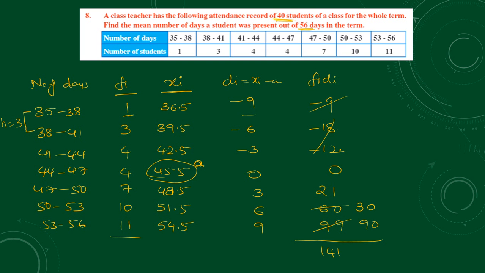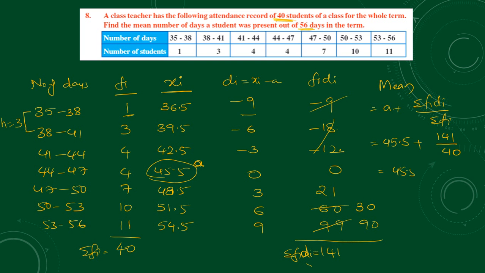Next moving on to fi. These are nothing but 40 people. So this is nothing but sigma fi. This is nothing but my sigma fi di. Since I am using the assumed mean method, mean is equal to a plus sigma fi di by sigma fi. So directly substituting the values, this has become 45.5 plus sigma fi di by sigma fi. So this gives me 141 by 40, which is nothing but 45.5 plus. If I remove this 0, then the numerator becomes 14.1 by 4.